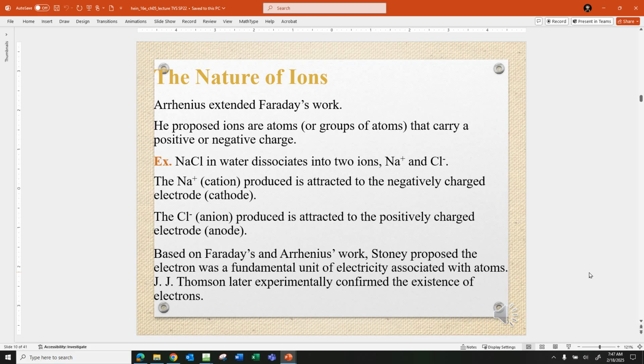So here's the nature of ions. They typically have a positive and negative charge. The cathode or cation side is positive. The anode or anion side is negative.